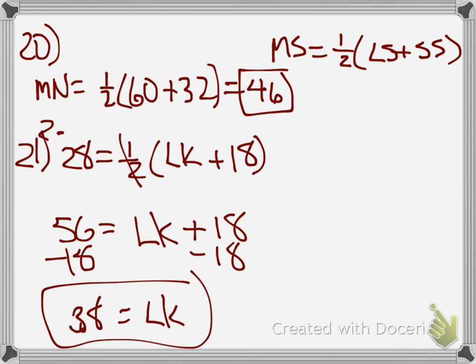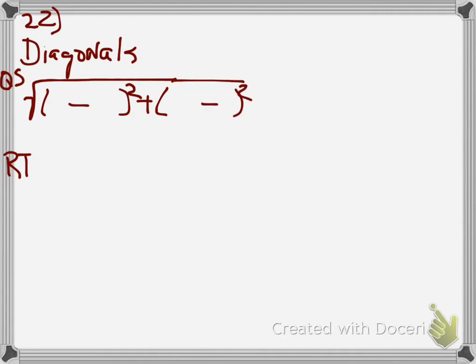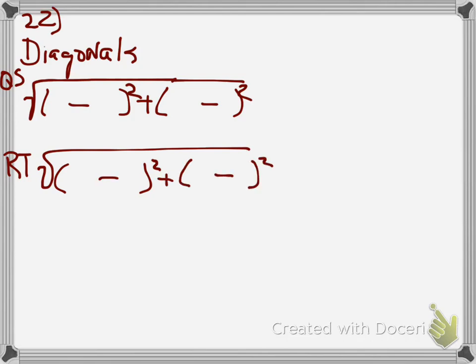Sorry about that. All right, so finally the last ones, the ones that take the most work. You've got to remember, again, we're focusing on the diagonals. This is number 22. In this case, QS is a diagonal and RT is a diagonal, so we use the distance formula with the squared differences, and then again, we're going to do the slopes.